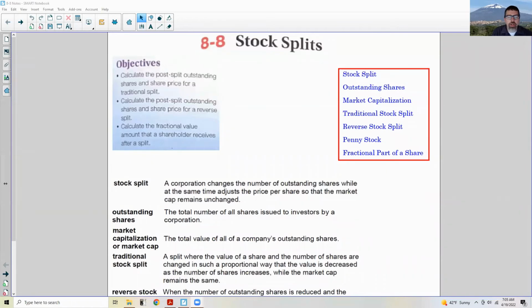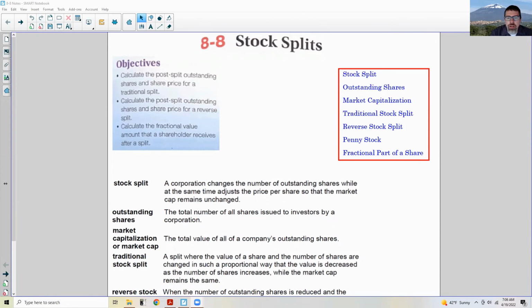Okay, hi there. This chapter is 8.8, stock splits. Objectives of this lesson are to calculate the post-split outstanding shares and share price for a traditional split, calculate the post-split outstanding shares and share price for a reverse split, and calculate the fractional value amount that a shareholder receives after a split.